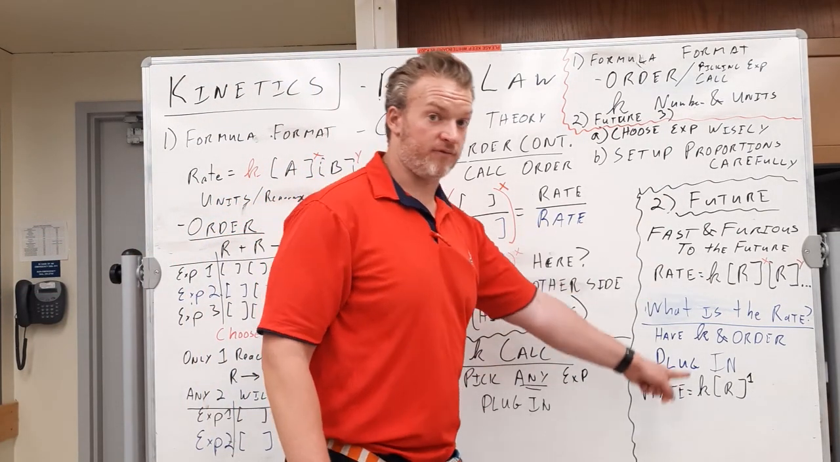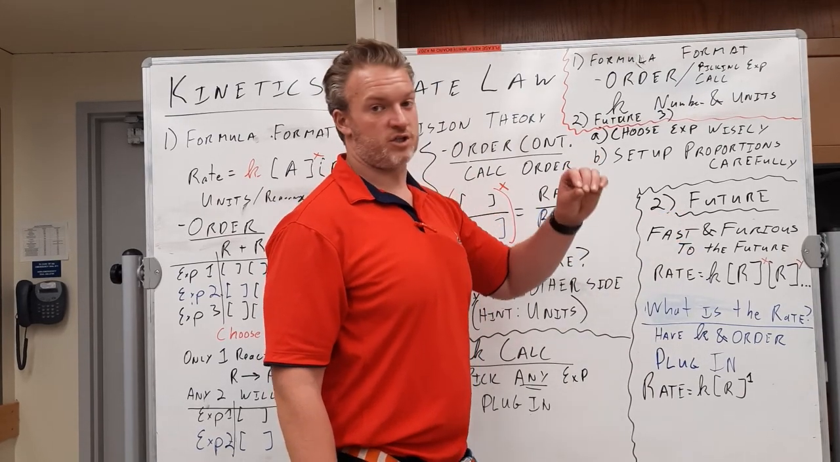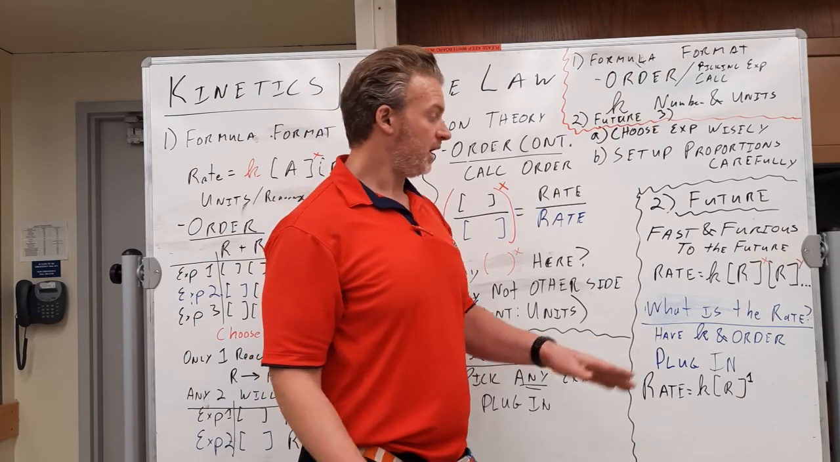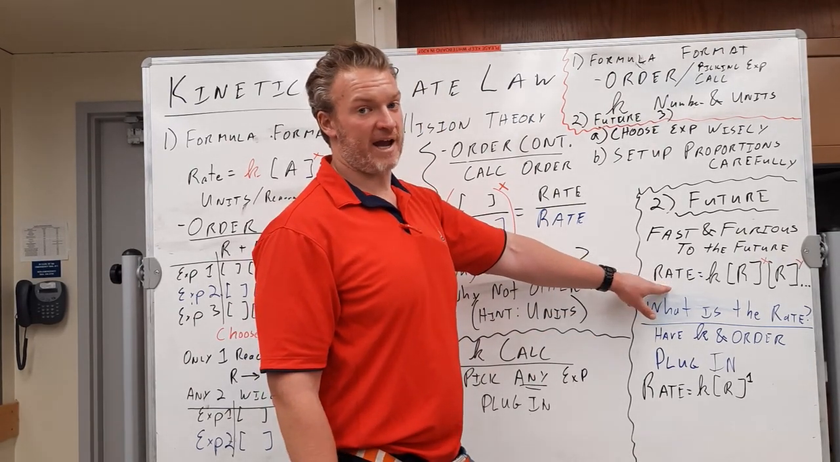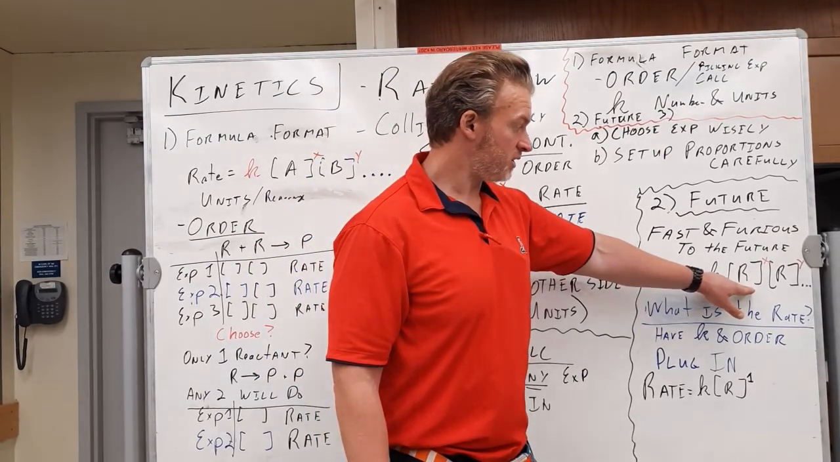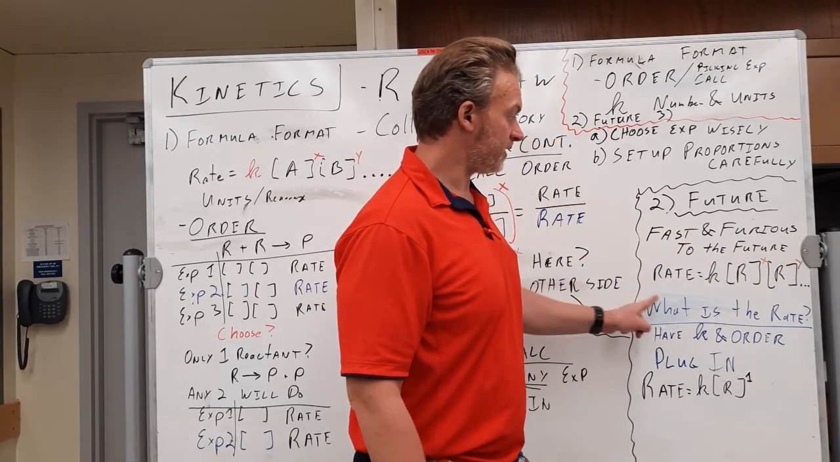To calculate the fast and the furious of the future, this is a situation where I want to plan my time appropriately. I want to choose the rate or how fast this reaction is going to go. If I know this, know this, know this, know this, know this, I can calculate the rate.